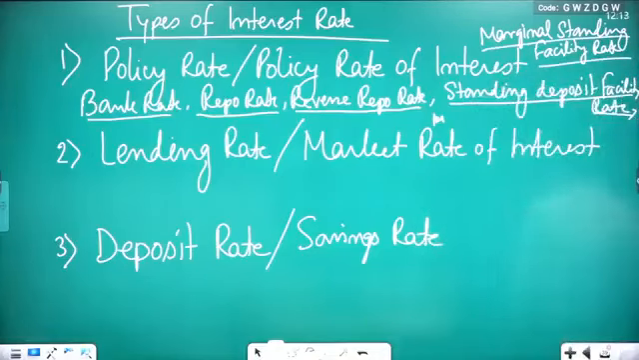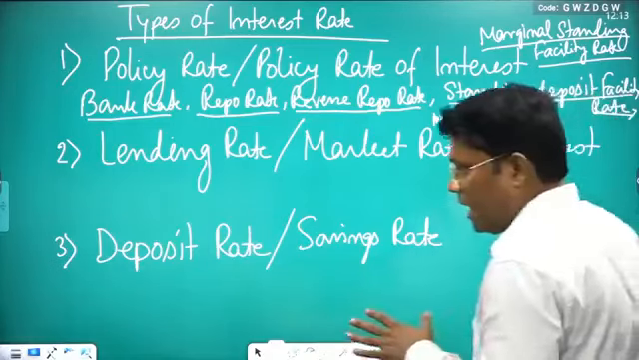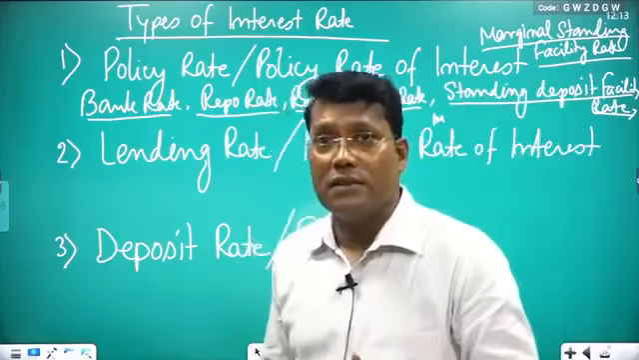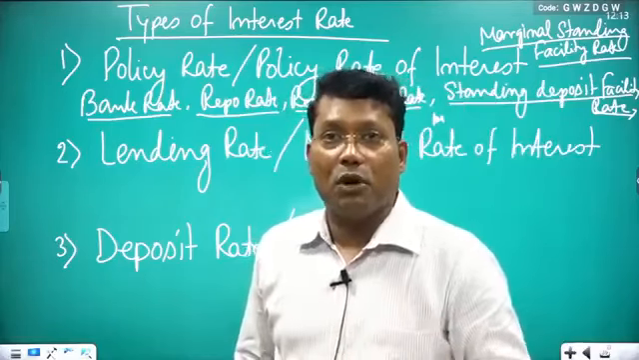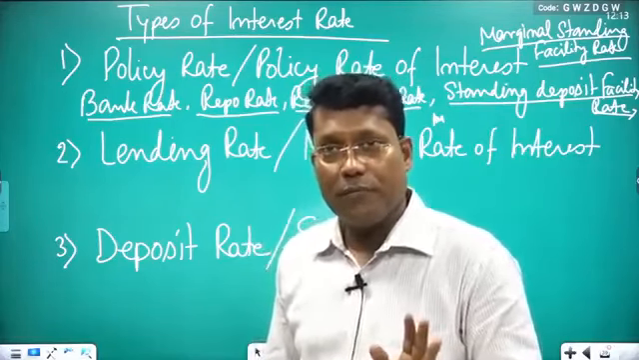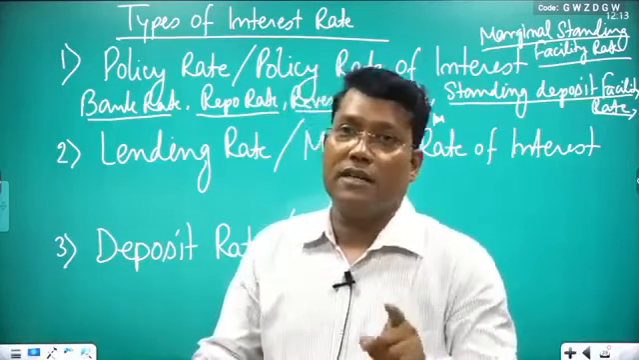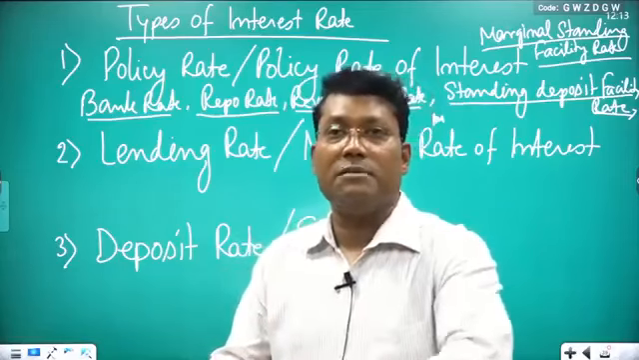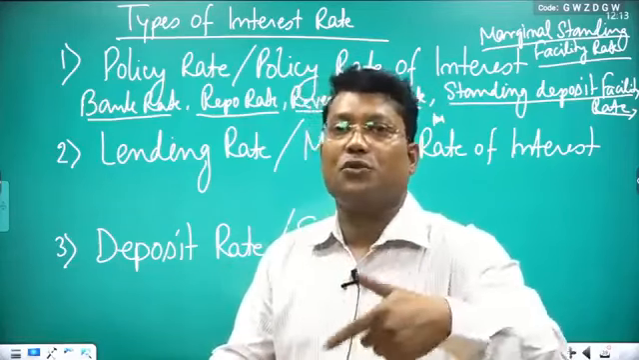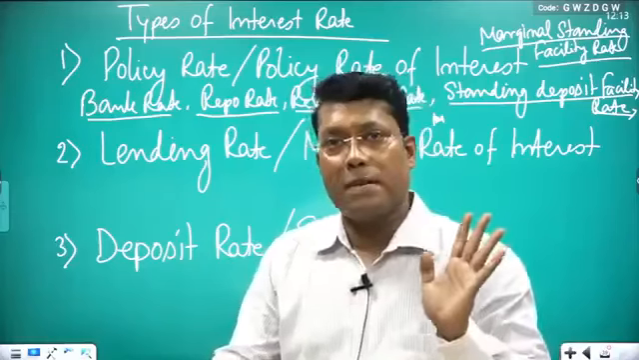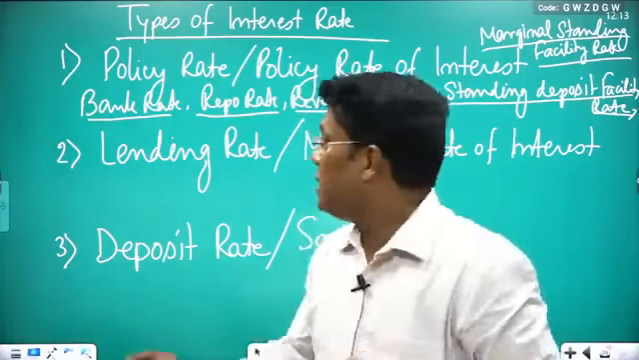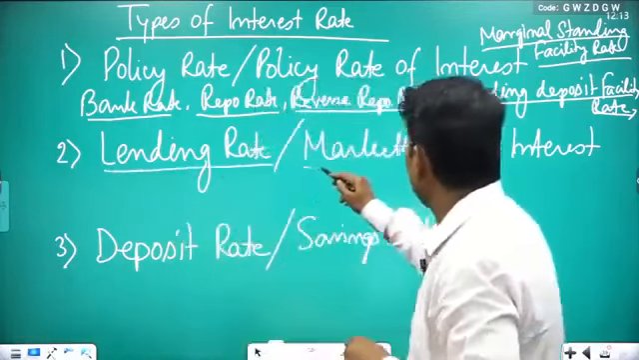Why? Because at this rate of interest, transactions are only going on between the RBI and the banks. We can't deal with it. We are not dealing with this. We means as borrowers, as customers. Clear to all? So whenever you get the words policy rate, understand yourself that it is nothing but the rate of interest where transaction is going on between the RBI and the banks. Clear to all? Now second one is lending rate or market rate of interest.